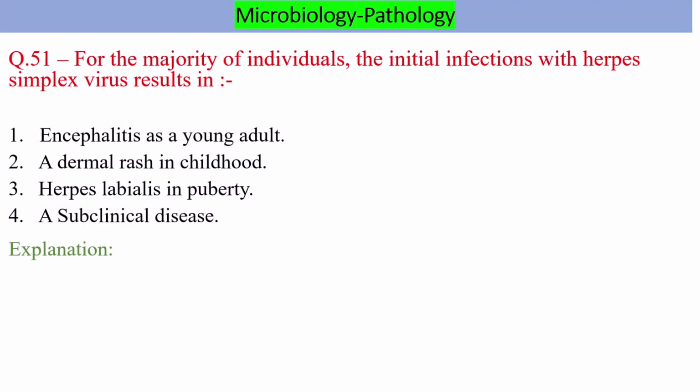For the majority of individuals, the initial infection with herpes simplex virus results in: encephalitis as a young adult, a dermal rash in childhood, herpes labialis in puberty, a subclinical disease. Correct option is subclinical disease.